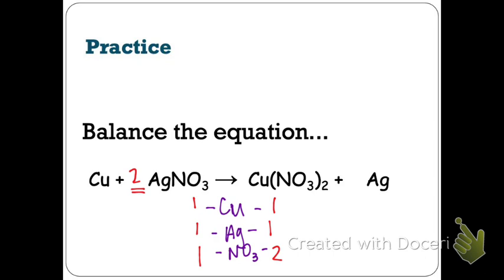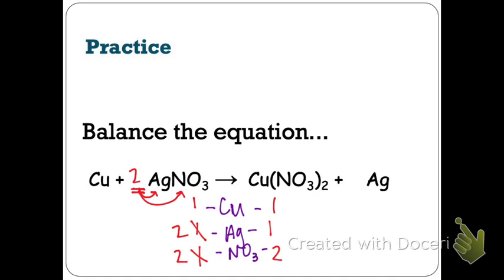So by adding a 2 here, how many silvers do I have now? I don't have 1 anymore, I have 2. And how many nitrates do I have? 2, right? So when I add a coefficient, I go and I recount that side, right? If I've got a 2 here, now that makes it 2 silvers and 2 nitrates. You see how it affected 2 different molecules there, 2 different elements? And so now I've got to go back and check my list.